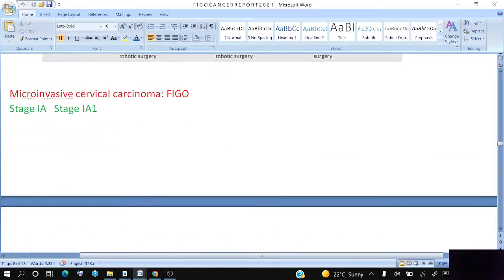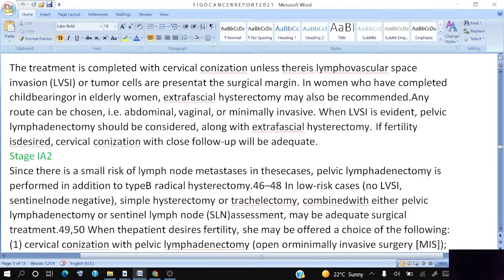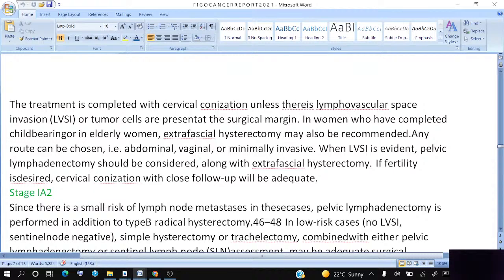So now we have the microinvasive cervical carcinoma, FIGO stage 1A and 1B. According to the figure, the treatment is completed by conization, unless there is a lymphovascular space tumor present at the surgical margin. Here, in older women who have completed childbearing, an extrafascial hysterectomy may also be recommended, and the route can be chosen: abdominal, vaginal, or minimally invasive. Pelvic lymphadenectomy should be considered along with the extrafascial hysterectomy. If fertility is desired, a cervical conization with close follow-up will be adequate until the fertility desire is fulfilled, then we will go to another procedure.